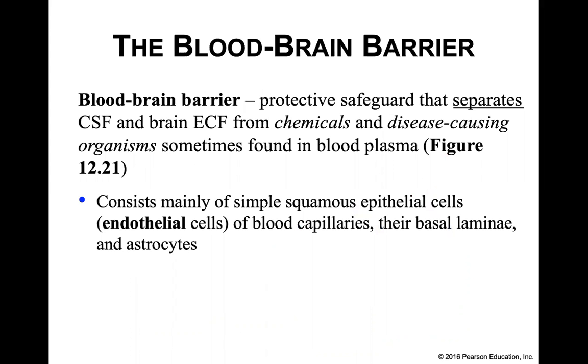Finally, the blood-brain barrier. This is a protective safeguard that separates CSF and brain extracellular fluid from chemicals and disease-causing organisms sometimes found in blood plasma. It consists mainly of simple squamous epithelial cells, or endothelial cells, of the blood capillaries, their basal lamina, and astrocytes.